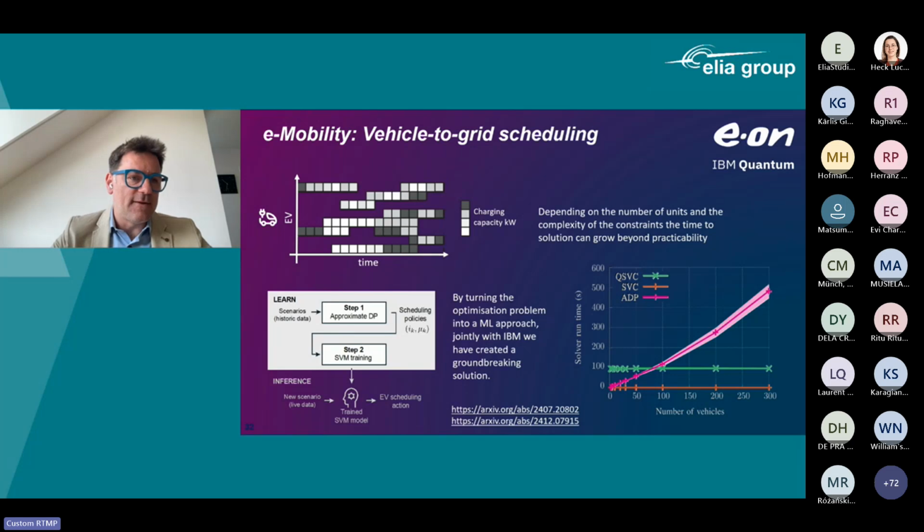So you basically have to understand how many vehicles you have available, what the charging needs are, and of course add a number of constraints, such as the desired state of charge after a given time, as well as some site limitations in terms of grid connection. And depending on the number of units and the complexity of the constraints, the time to solution can grow beyond practicality, because you need to make sure that you can activate or market the flexibilities or procure the energy from your customers.